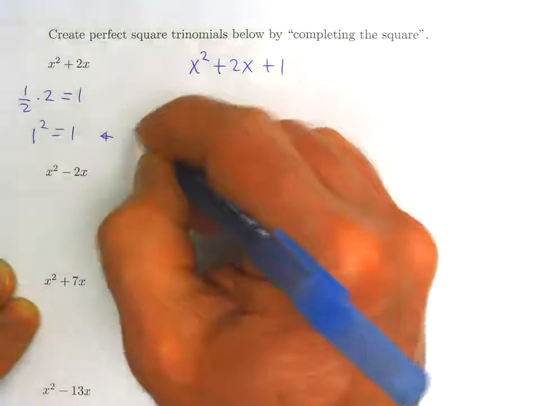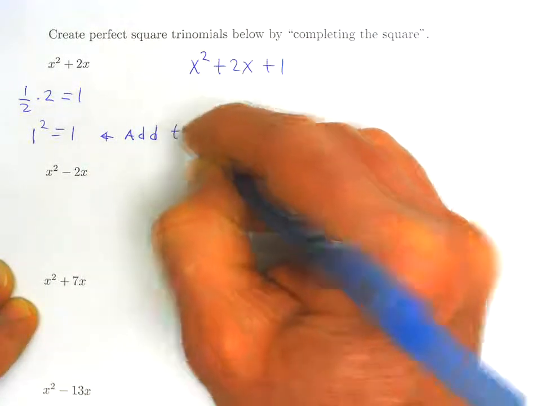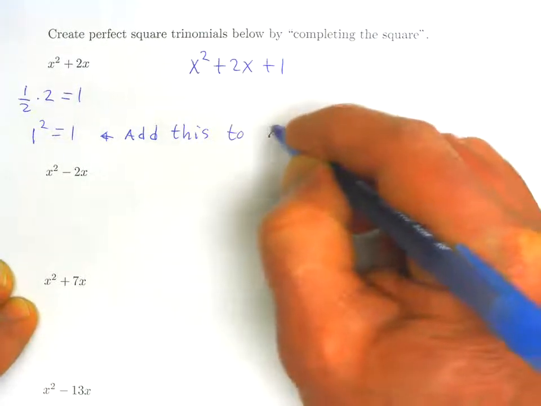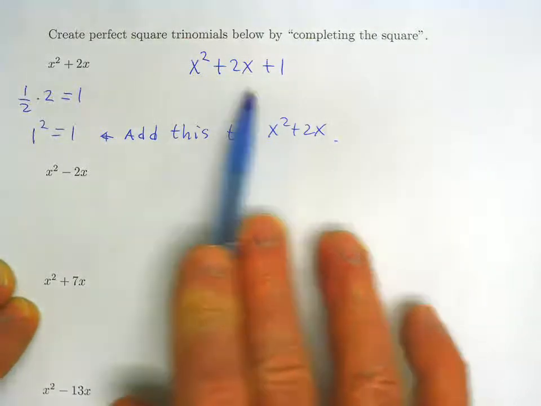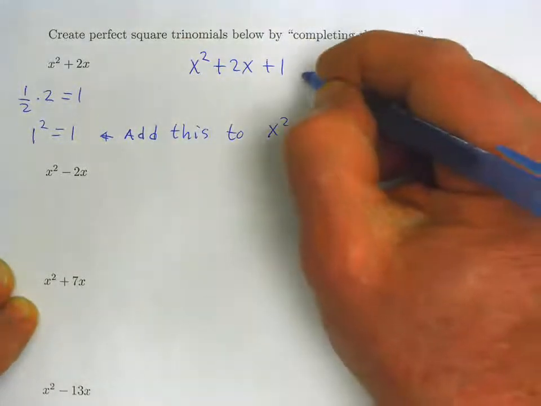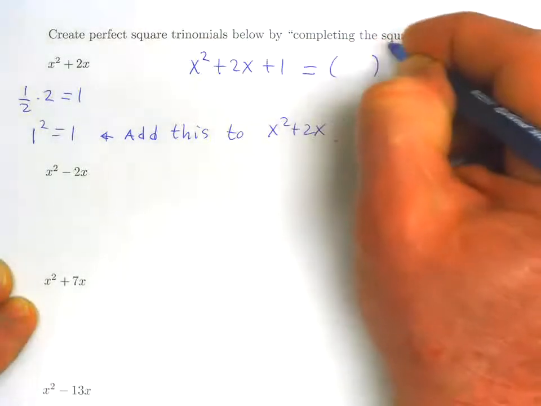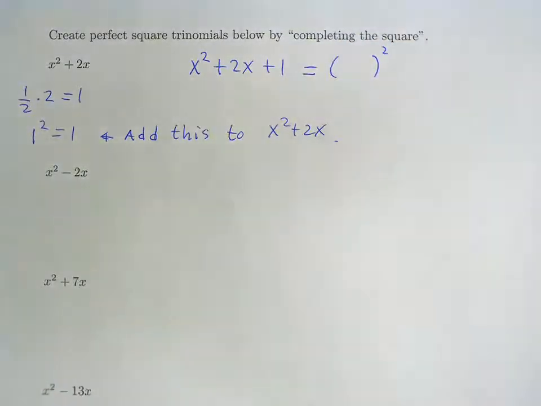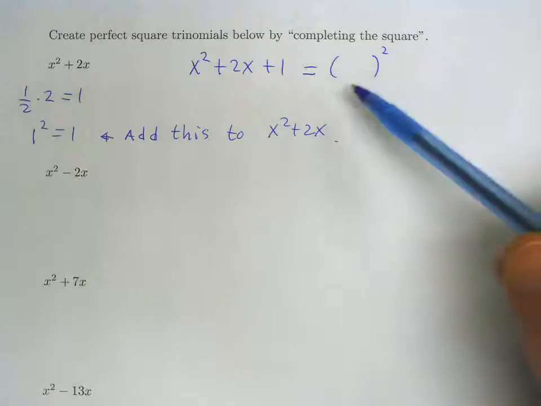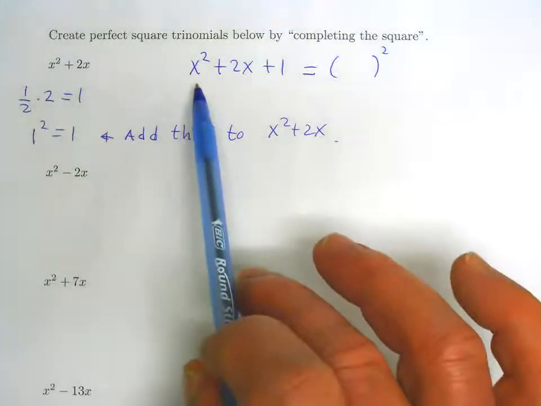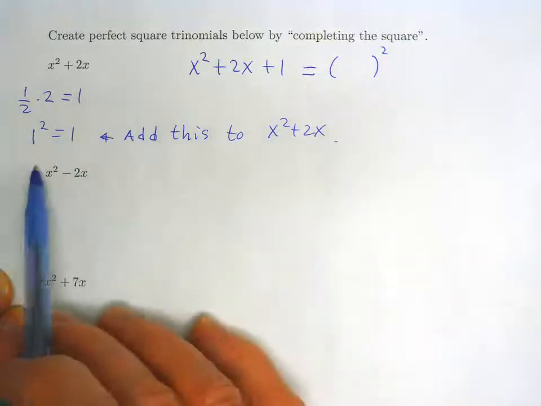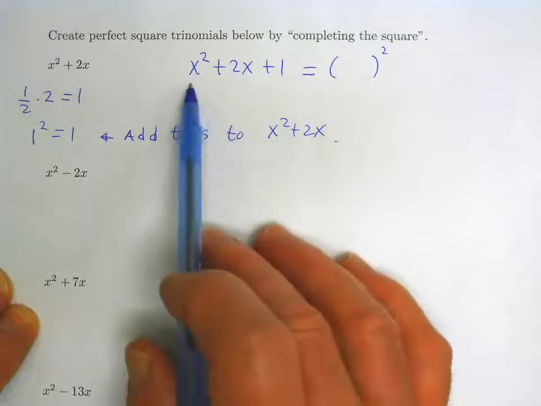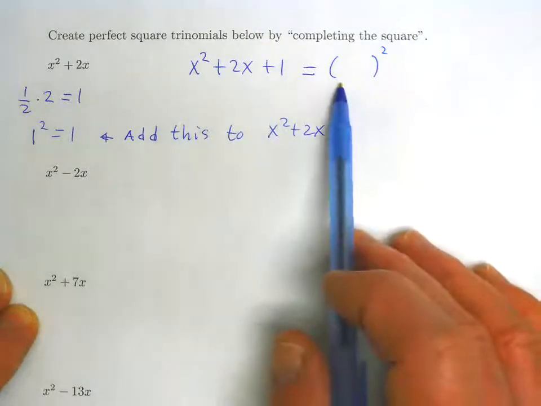So I'll just make a note. We add this to x squared plus 2x. And when we add that to x squared plus 2x, we now have a perfect square trinomial. That means that it's equal to some binomial squared. This one is simple enough that you can tell pretty much by looking what the binomial is that you square to get the perfect square trinomial, x squared plus 2x plus 1. But I'll explain what we can know in general that will help when it's not obvious what the binomial is.